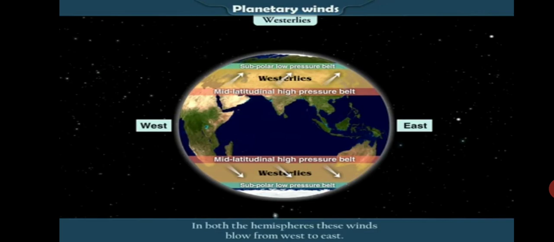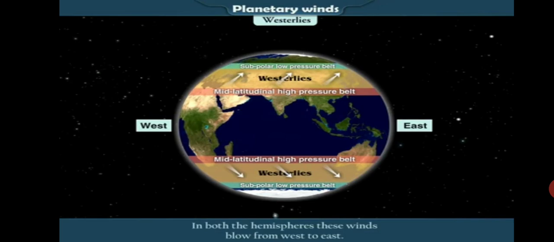Northwest, from the west direction, hence the name westerlies, to the southeast. And in the northern hemisphere, now come up and look in the northern hemisphere. In the northern hemisphere, they blow from southwest. So again from west, hence the name westerlies. Southwest to the northeast. These winds are called westerlies.